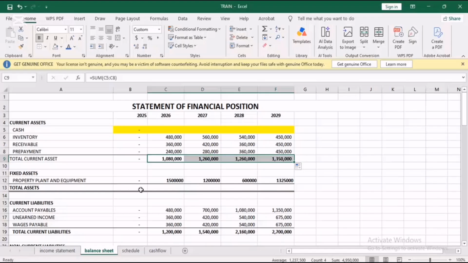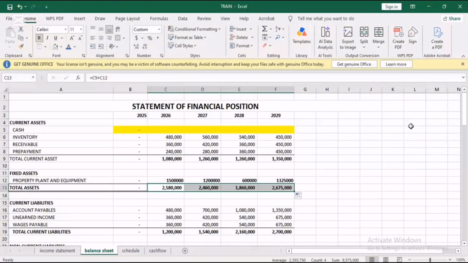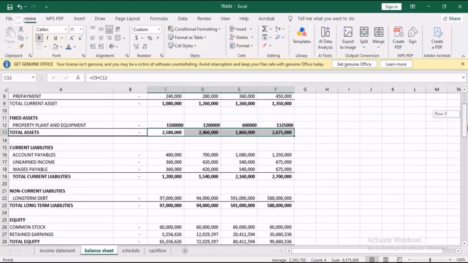So for this, the total asset, this plus this will give us the total asset. So how do we do that? We hit equal to, tap on this, plus, now let's take away the pop-up, plus this, gives us this. So now let's roll. That's that. So let's move on to the next.